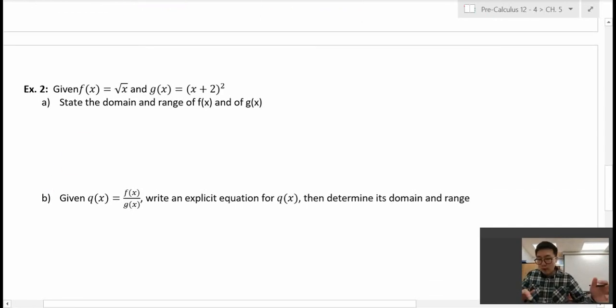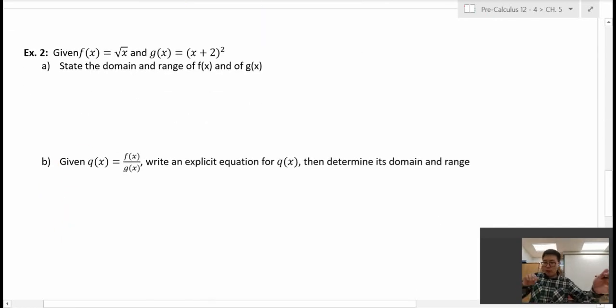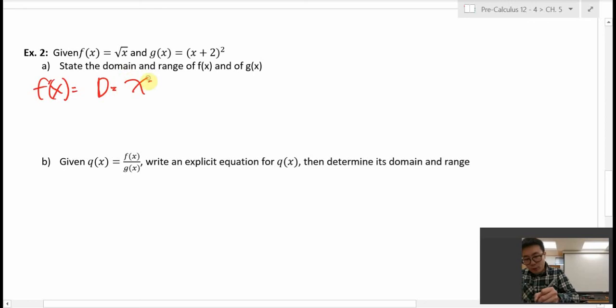Okay. All right. Example number 2. Let's continue here. So now we're going to involve some square root functions and parabolas here. It says state the domain and range for f and g. Okay. So for f of x, domain, same thing, will be bigger than or equal to 0 as we've seen in the past.